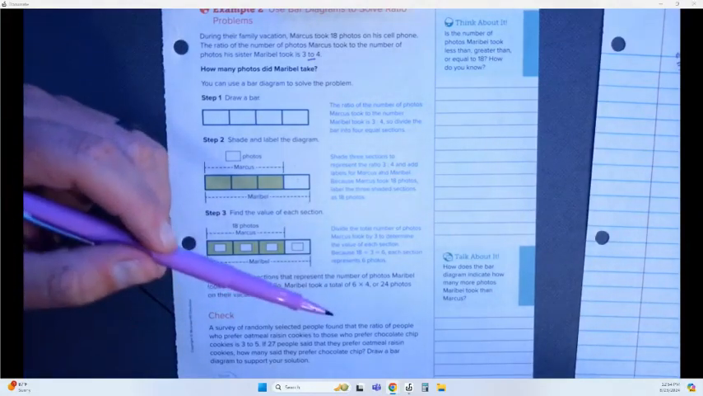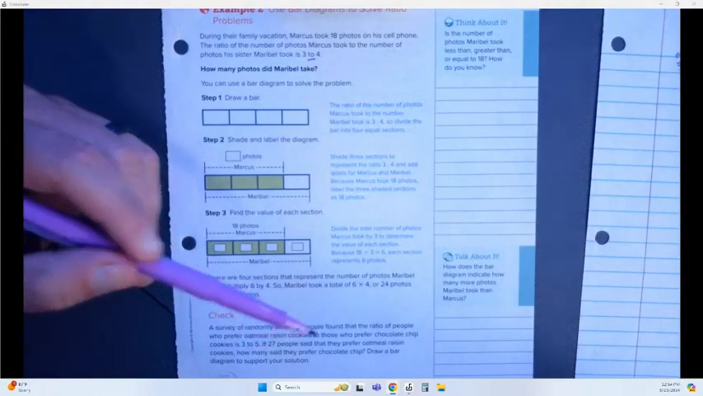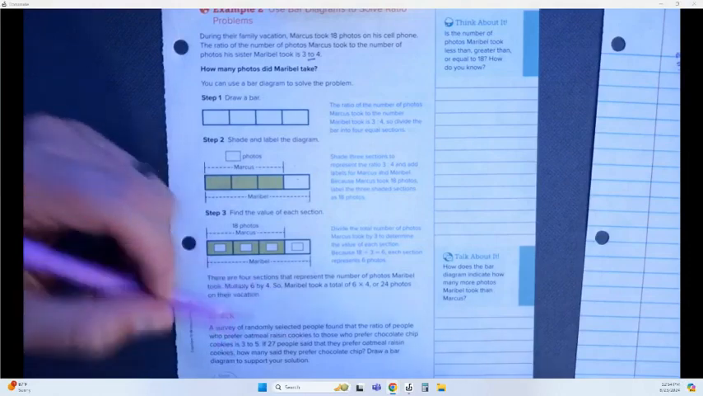Now let's look at the check problem at the bottom of the page. A survey of randomly selected people found that the ratio of people who prefer oatmeal raisin cookies to those who prefer chocolate chip cookies is 3 to 5. If 27 people said they prefer oatmeal raisin cookies, how many said they prefer chocolate chip? Draw a bar diagram to support your solution. Okay, so we know from this word problem that we're comparing people who prefer oatmeal raisin to people who prefer chocolate chip. And they tell us that this ratio is a 3 to 5 ratio.